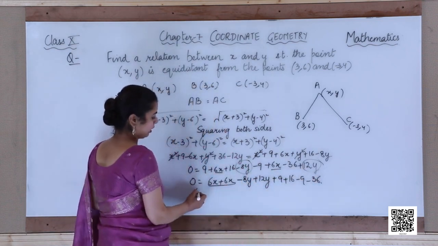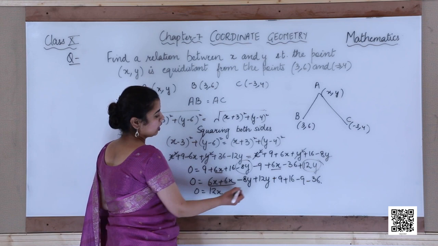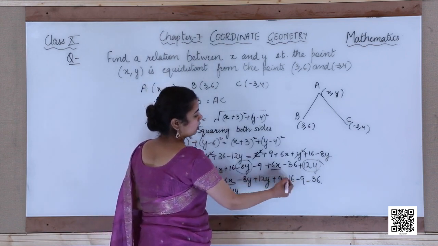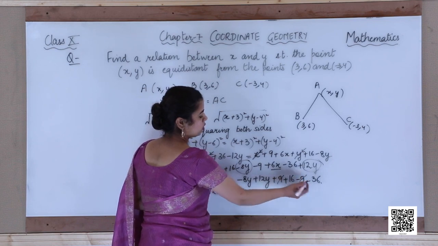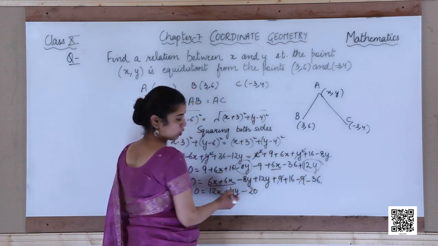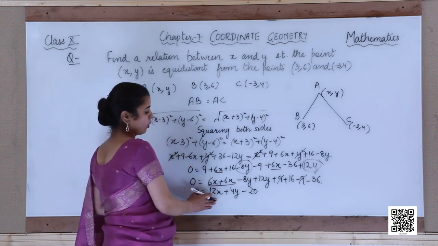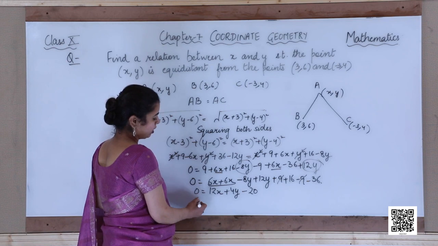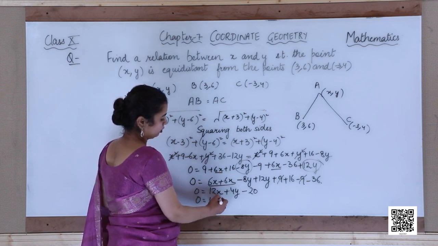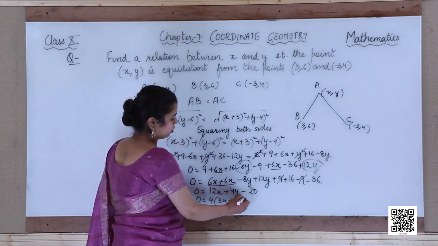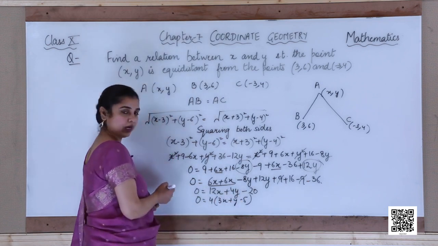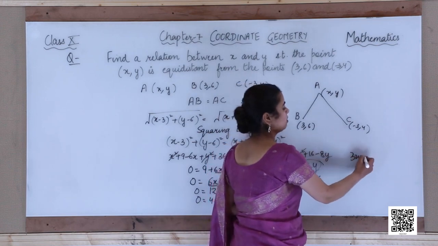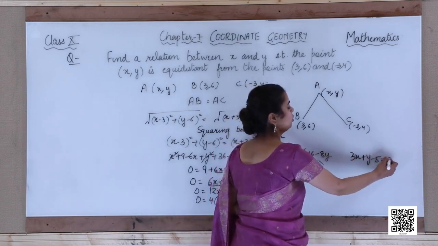Now the like terms will get added together, so we get 12x. Here 12 - 8, that is we get 4y. Here 9 and -9 becomes 0. 16 - 36 we get -20. So this is an equation in two variables x and y. We can further simplify it. We can see that they have a common factor 4. So we get 3x + y - 5 is equal to 0.